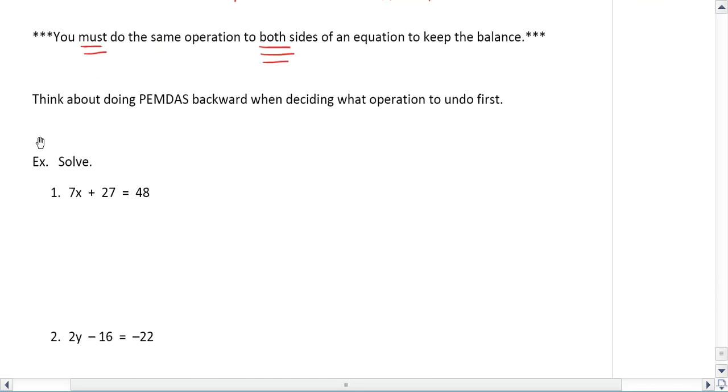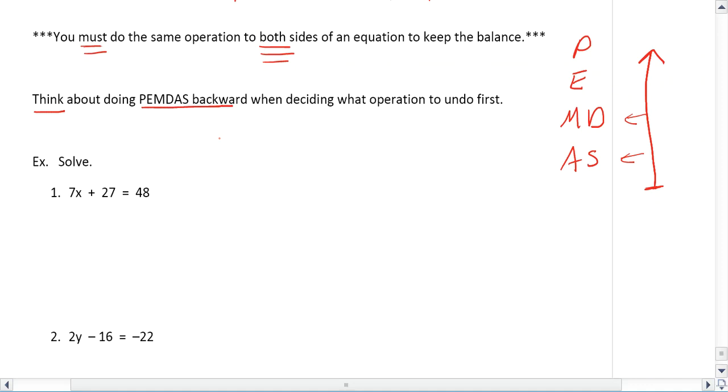The other note here is I want you to think about doing PEMDAS backwards when you decide what operation to undo first. So it may help to write PEMDAS this way. When you're doing the undoing method, you start at the bottom here and work your way up. The first thing that we undo typically is adding and subtracting. And then the second thing we undo is multiplying and dividing, because we're doing PEMDAS backwards. All right, let's look at a couple of examples.